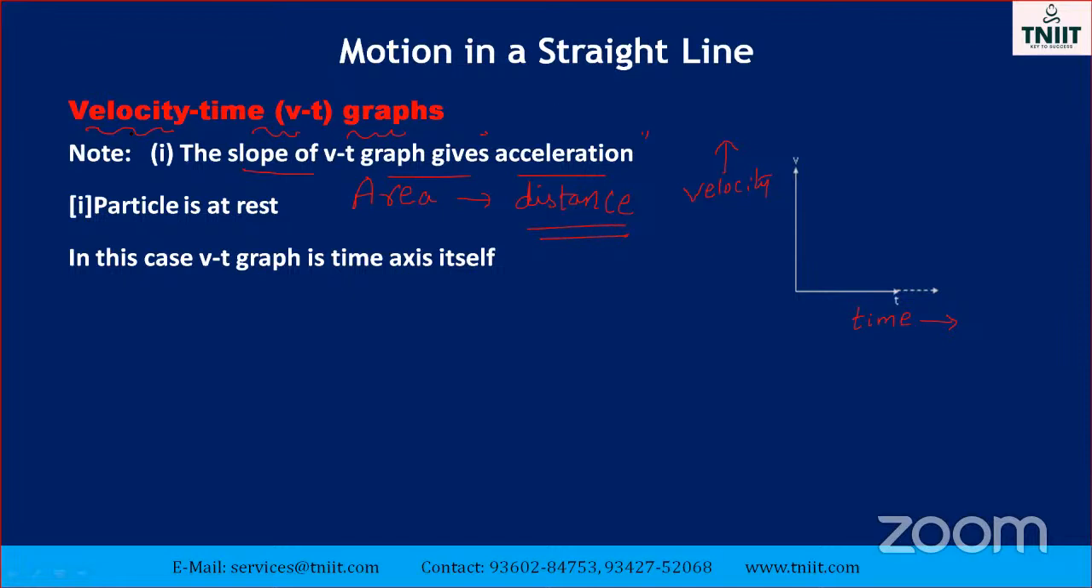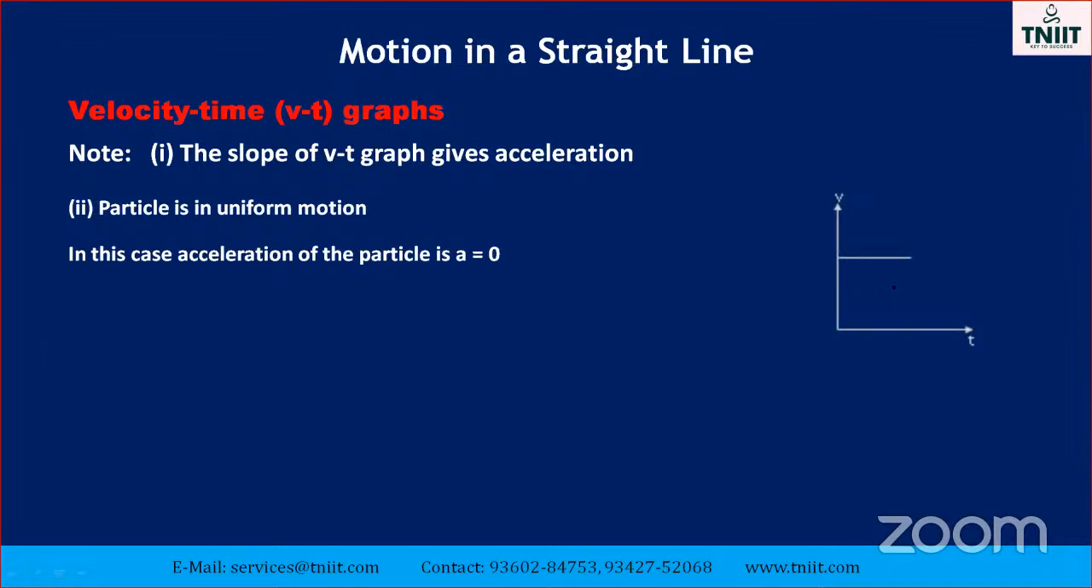Now, we have already explained that if the particle is at rest, the VT graph will be like this. It is on the x-axis. So this is already done. I have told parallelly all the three graphs, students: the xt graph, the velocity time graph and the acceleration time graph.